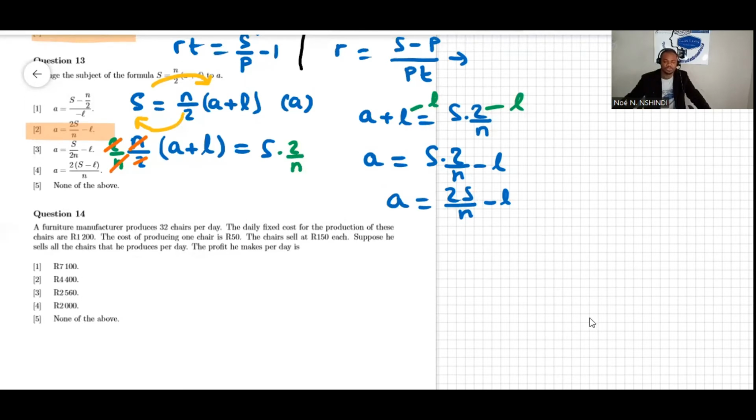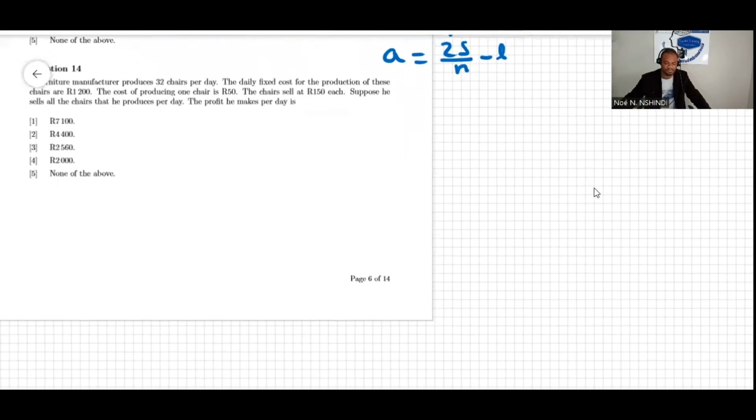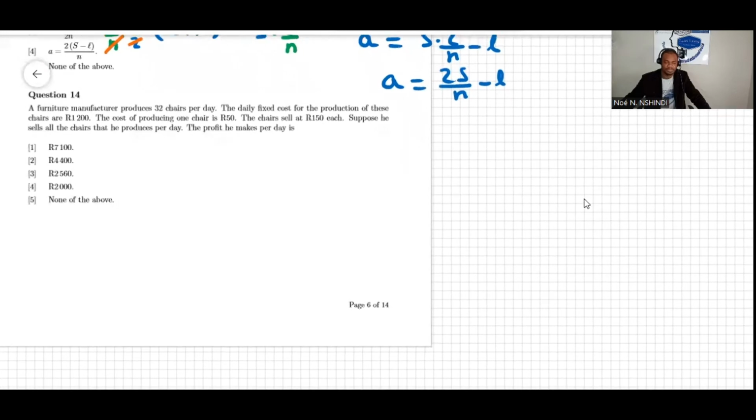Now I'm going to move this a little bit up there. Okay. The question says that a furniture manufacturer produces 32 chairs. So total number of chairs, I'm going to write here: total number of chairs is 32.